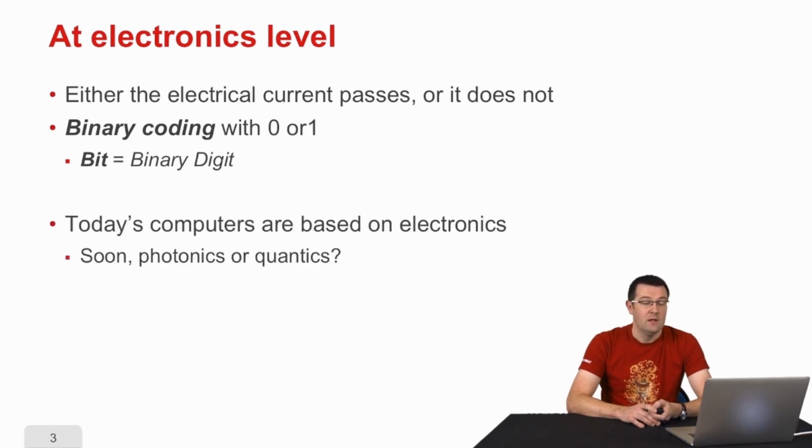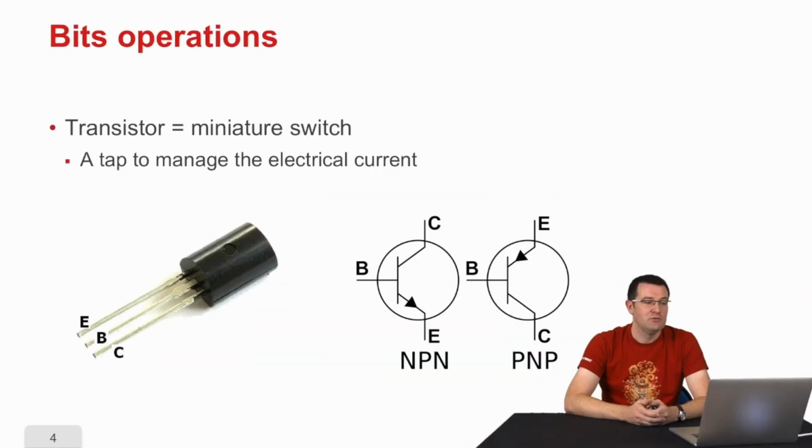Modern computers are based on electronics, so everything I just told you about is based on electronics. Maybe it will change with the coming of photonics or quantics, but for now, we'll study electronics, so bits equaling 0 or 1. With those bits, operations can be done. The simplest operation will be using what is called a transistor. This is one of the basic components of electronics.